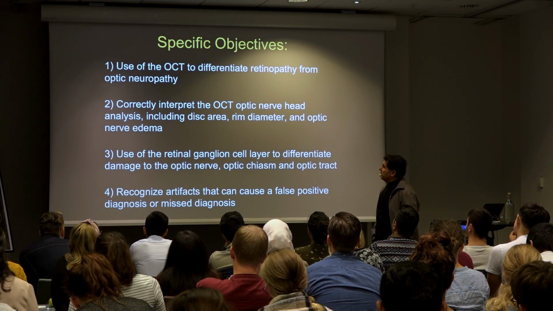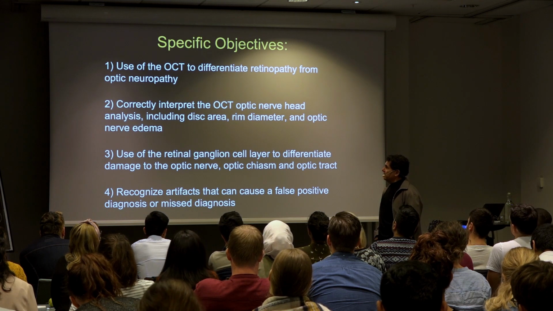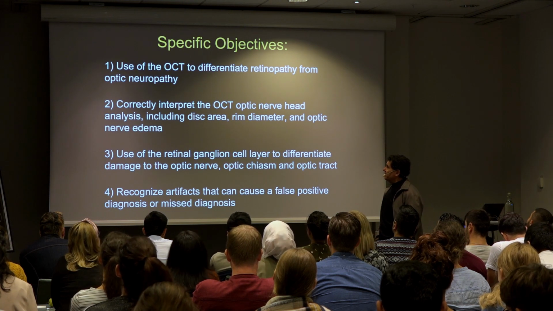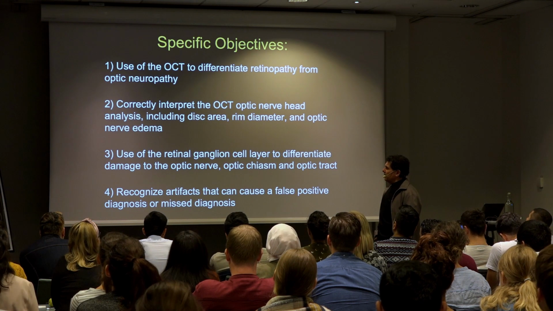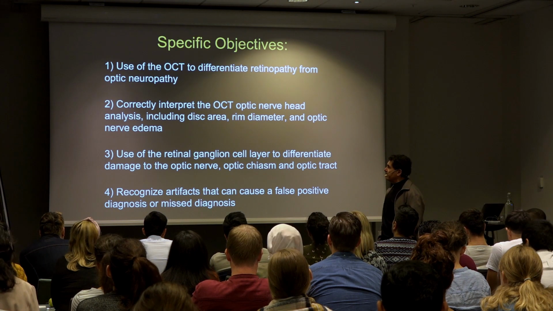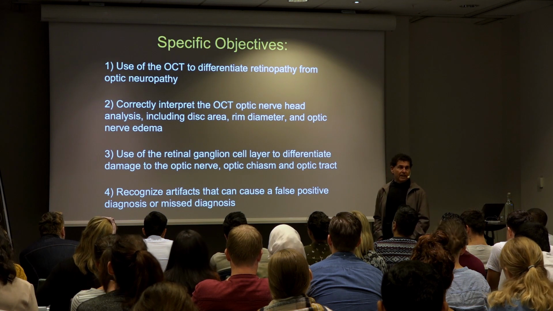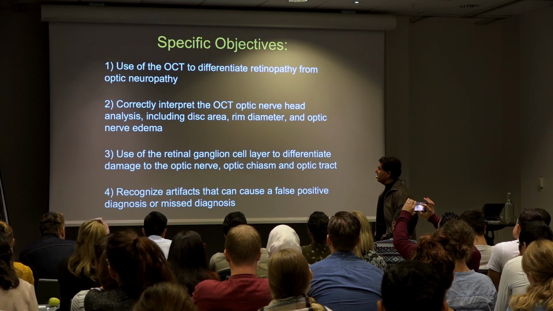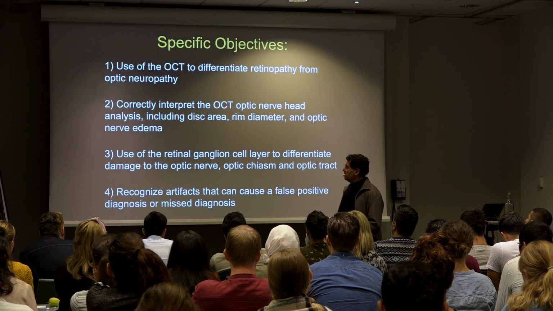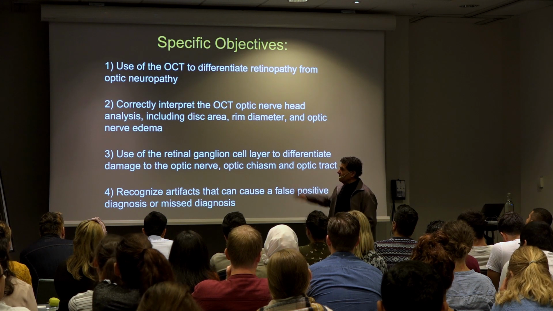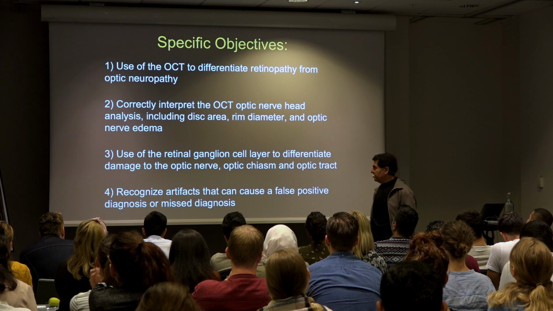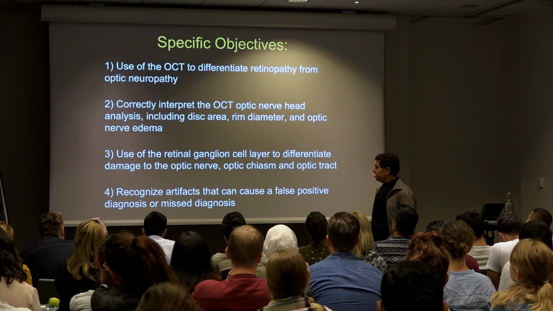First of all, we want to be able to look at those reports and know how to differentiate retinopathy from an optic neuropathy. And then we want to show some cases on how you use the OCT of the optic nerve head. So using the disc area to your advantage, the rim diameter, and in the cases of optic nerve edema. And then we want to have some cases about how you use the retinal ganglion cell analysis to help you sort out these cases, because the pattern there is very important.